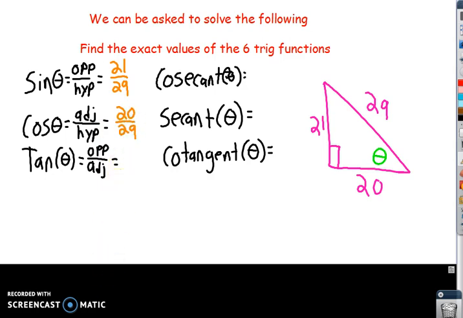And tangent, as we know, is sine over cosine, but rather than create myself a complex fraction, I'm going to use the other definition of opposite over adjacent, which means 21 over 20.